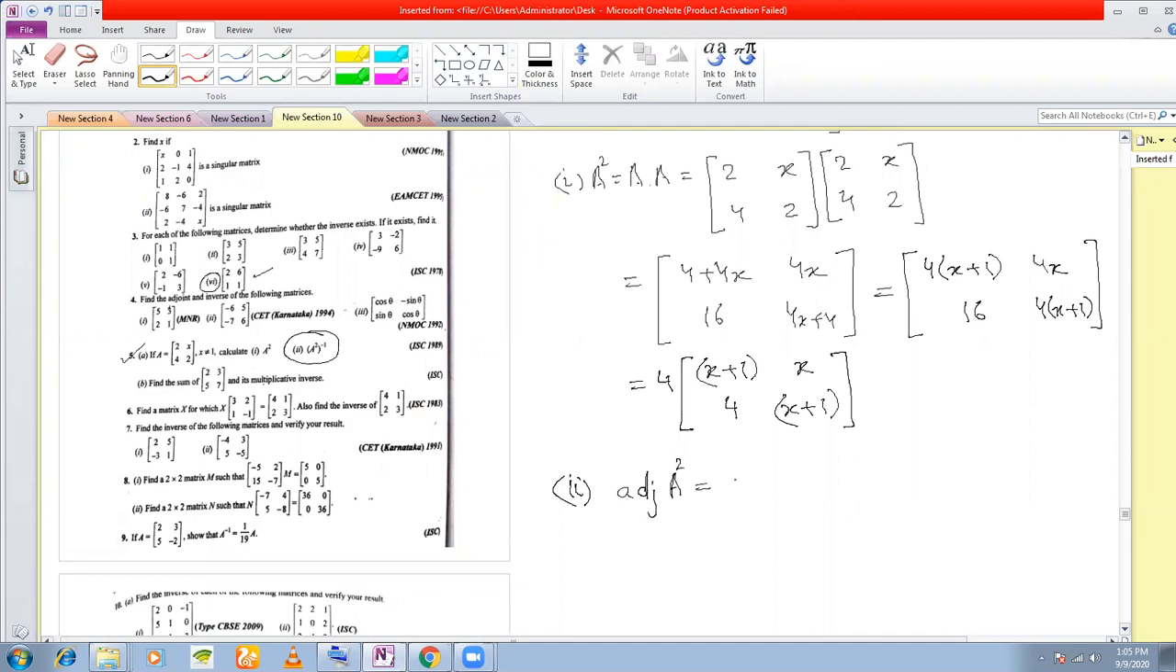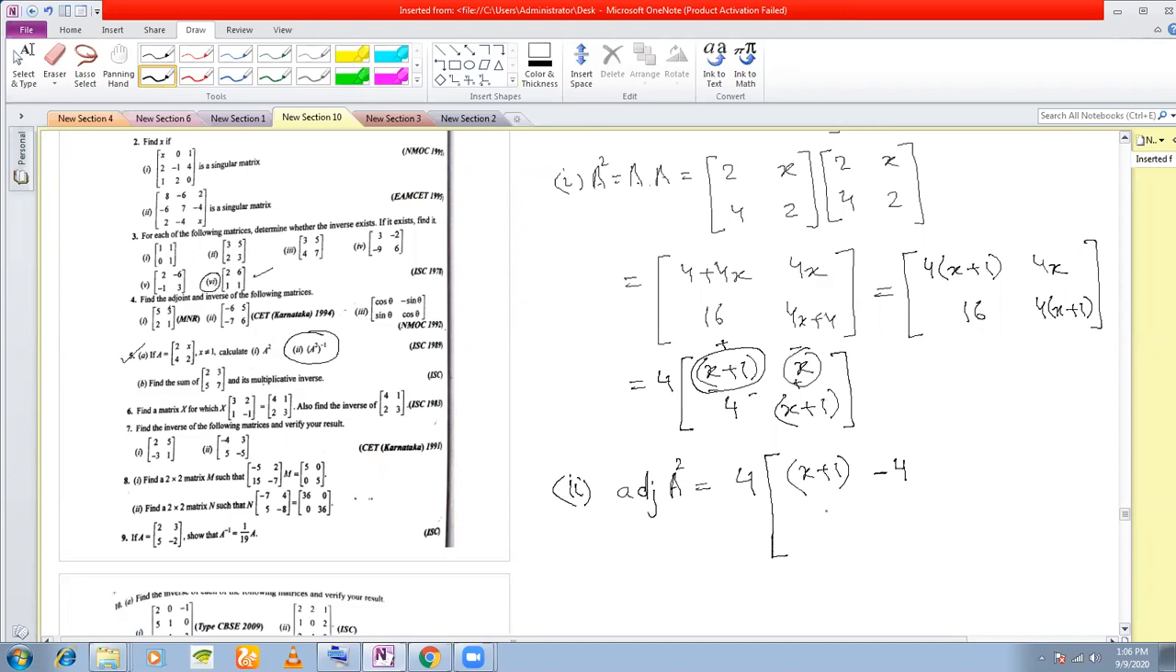What is the adjoint of A square? The 4 we write as it is. Now what is the minor of this element, x plus 1? It is x plus 1. With what sign? This is plus, minus, minus, plus. With a plus sign, no problem, x plus 1. Next, what is the minor of this element? The minor of this element is 4 with a negative sign.